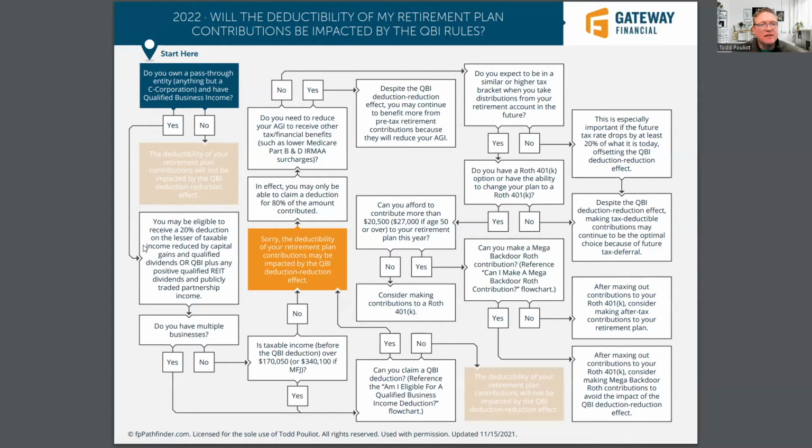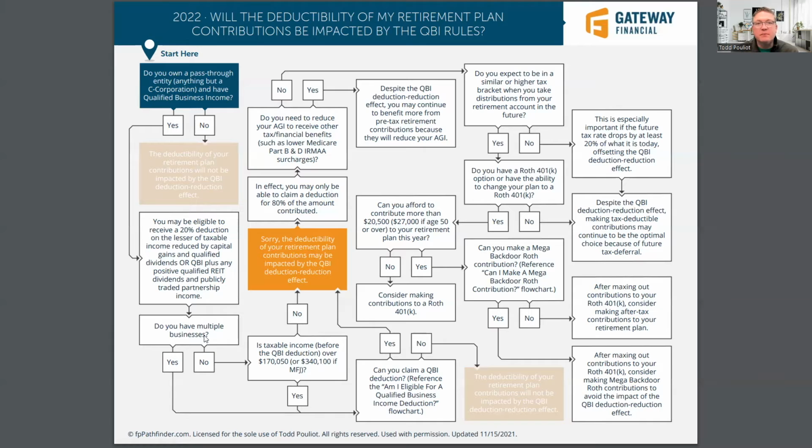If you have anything other than a C corp, you may be eligible to receive a 20% deduction on the lesser of taxable income reduced by capital gains or qualified dividends, or QBI plus any positive qualified REIT dividends and publicly traded partnership income. Again, that's why I say work with a financial planner who does tax planning along with somebody who does tax preparation. You need to be very aware of these rules and how complicated they can be. But being a small business owner, these are the rules that are available to help you, and hiring qualified financial professionals can help you better utilize these rules for yourself.